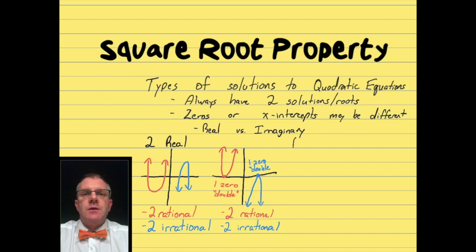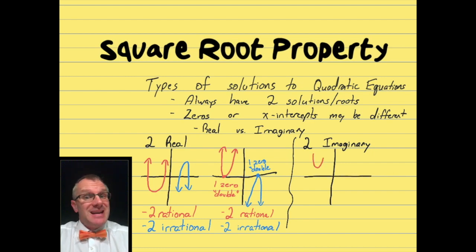Next thing we're looking at is two imaginary solutions. Two imaginary solutions have no real zeros. So these are the ones where the graphs do not cross the x-axis, but it does have a solution. It does have a root. So that's where your vertex is above the x-axis and your a term is positive, or your vertex is below the x-axis and your a term is negative. And those will be our two imaginary solutions, no real roots or real zeros.